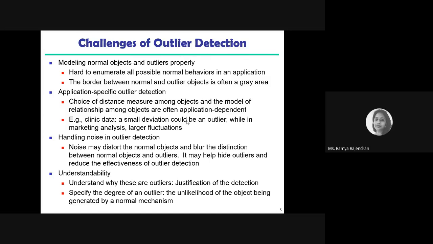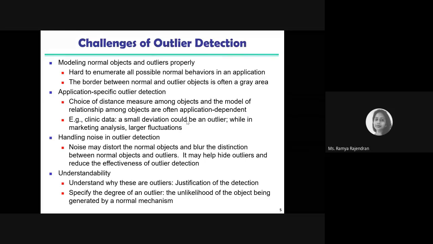The next one is application-specific outlier detection. The choice of distance measure among the objects is a completely different scenario based on the context here.